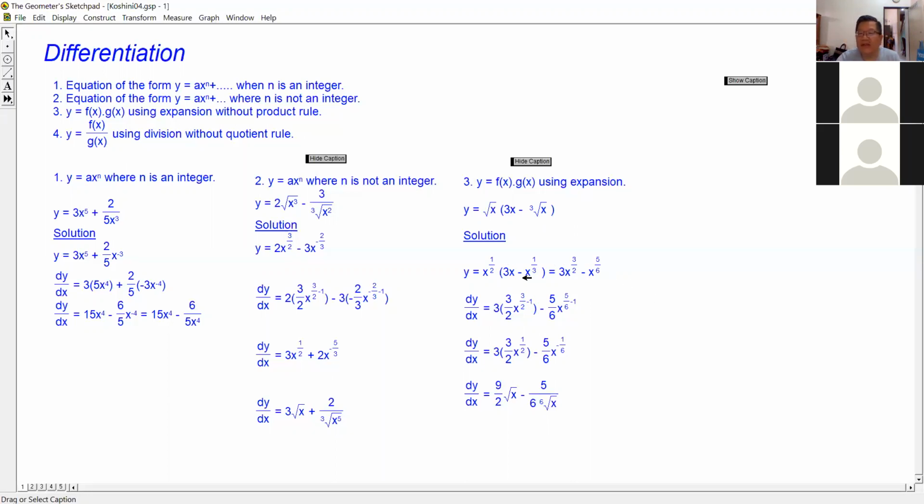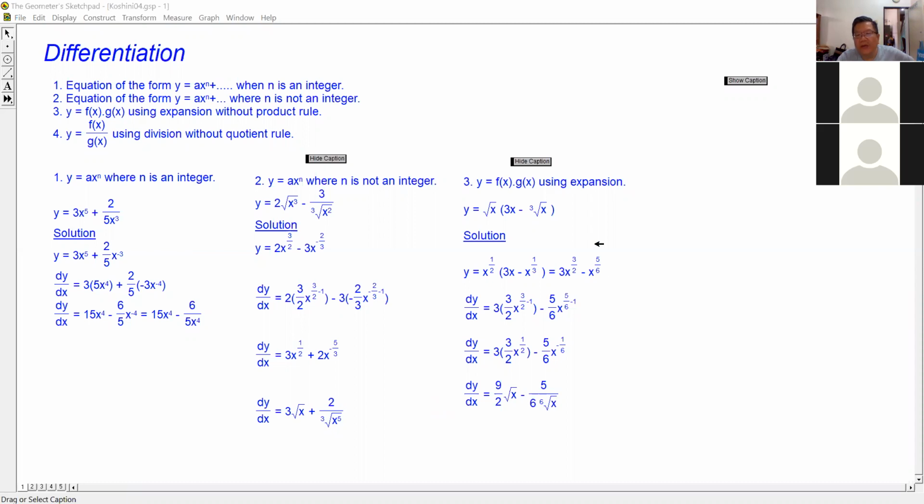So is this step correct? Did I add them correctly? Liu Ying, did I add correctly or not? The indices, please check. Show the thumb if it's correct. Okay, thank you. So it's correct.